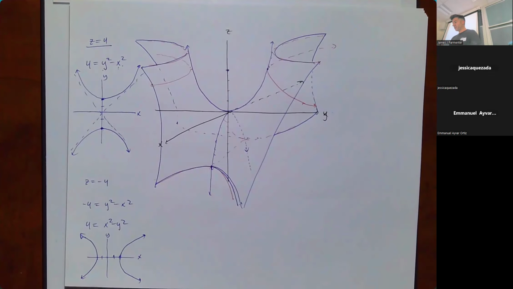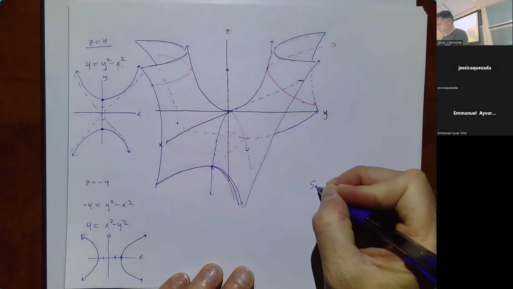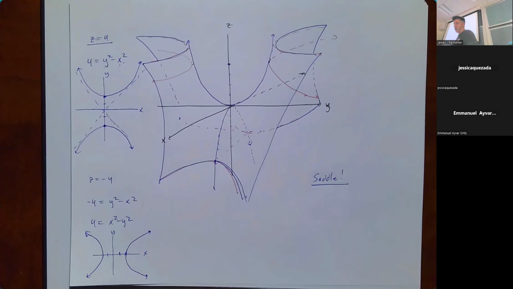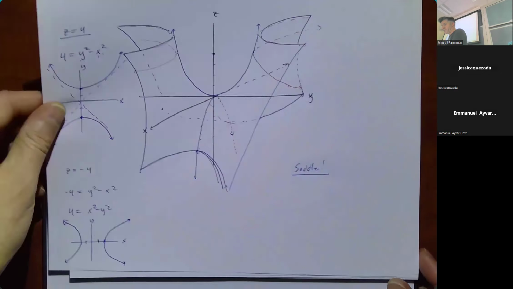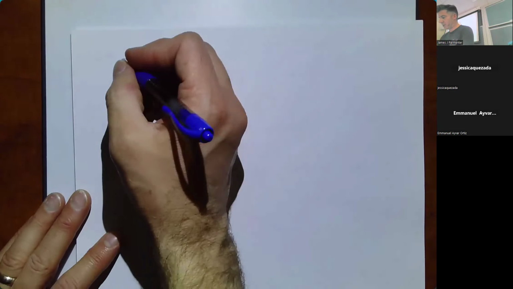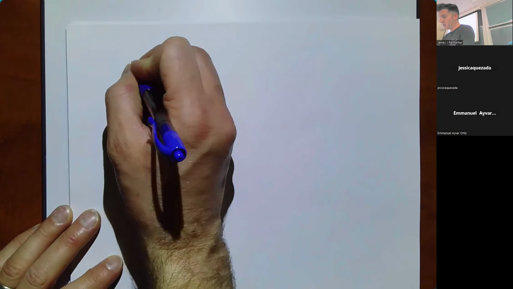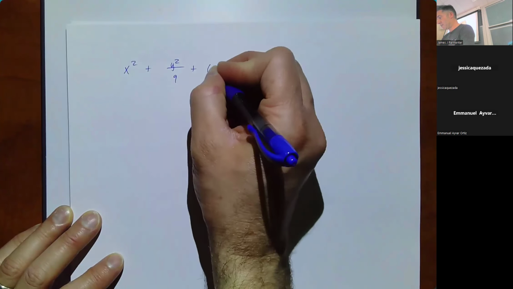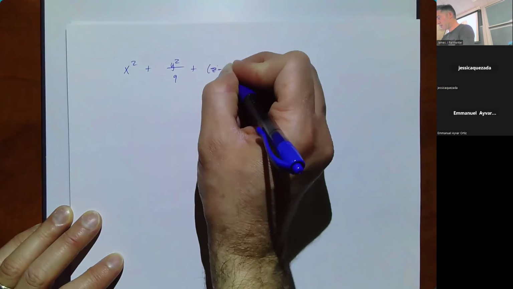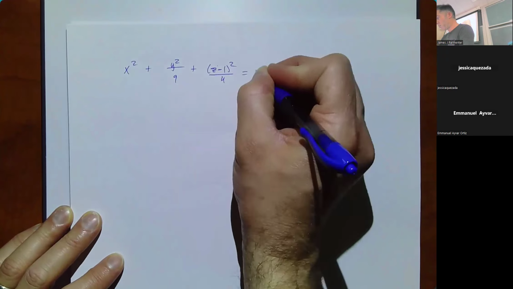So generally, there's a few others. So, yeah, we got time. We got enough time. So let's talk about a couple other ones just because they're neat. So here's another quadratic surface, and maybe one that's a little bit easier to visualize. x squared plus y squared over 9 plus (z minus 1) squared over 4 equal to 1.